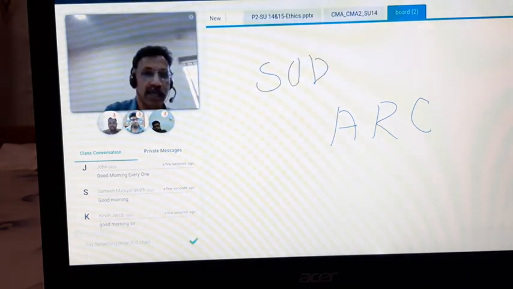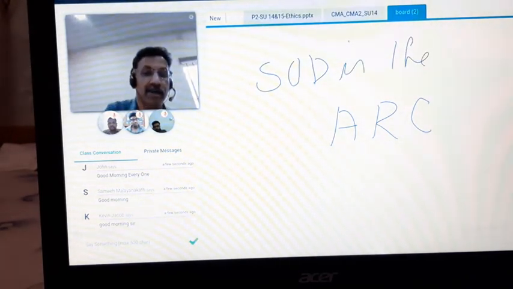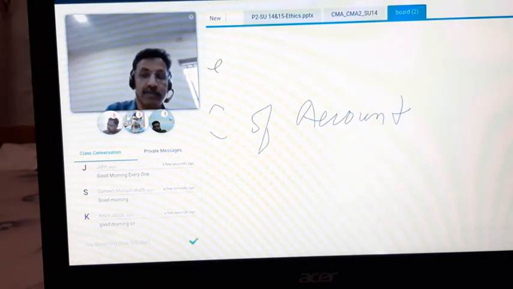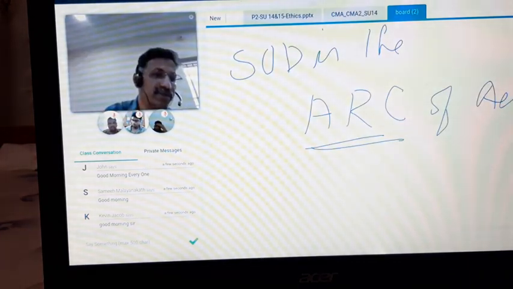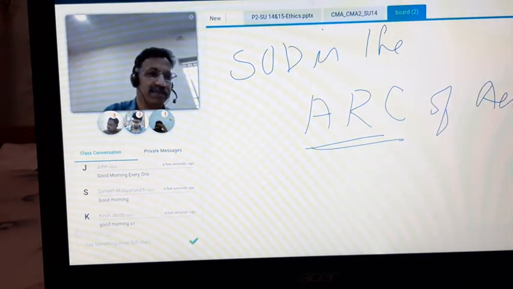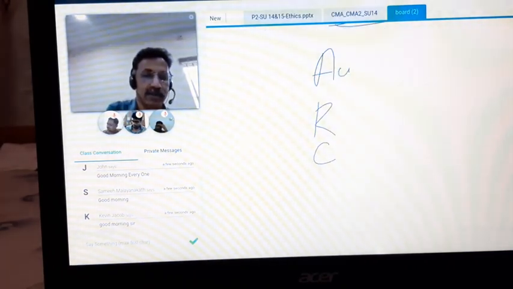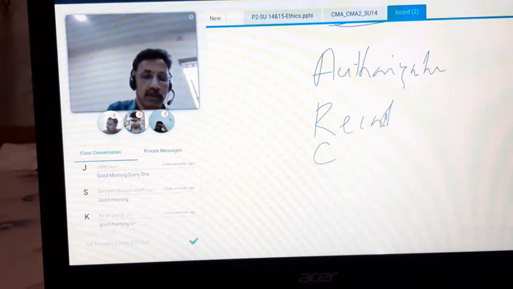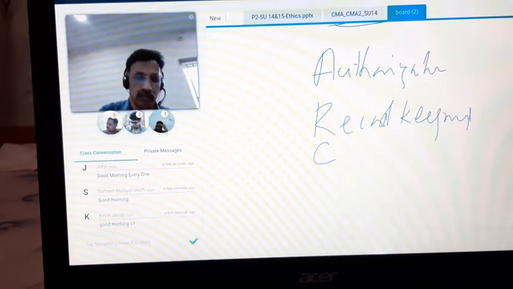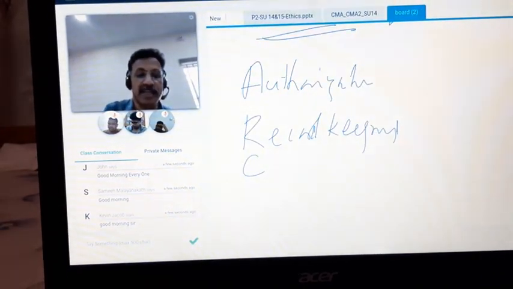Segregation of duties is the ARC of accountability. Actually, this is what we call accounting controls. ARC: authorization, record keeping, and custody.